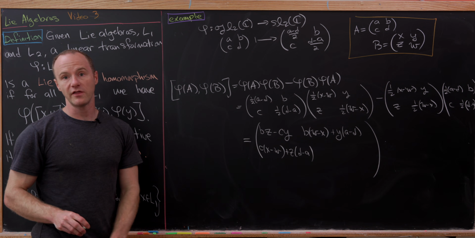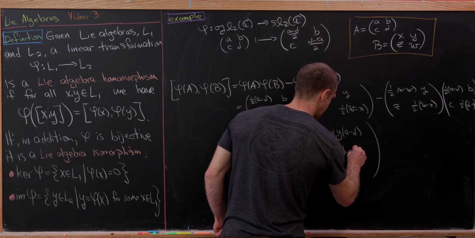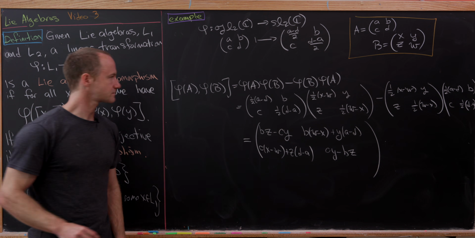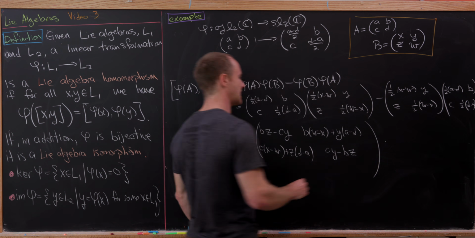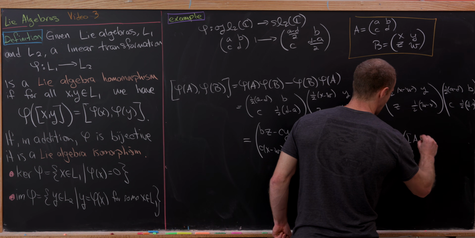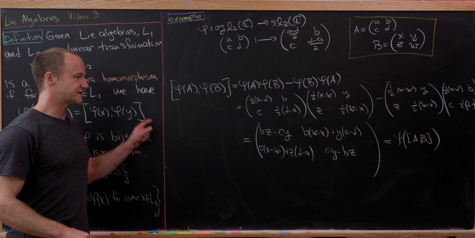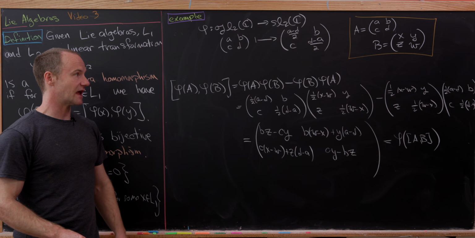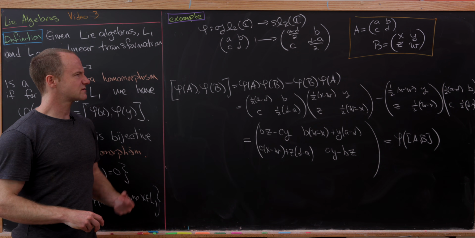And then on the other portion of the diagonal, we'll have CY minus BZ. But now you want to unravel that in the other direction. Again, after doing a bunch of matrix arithmetic, you'll see that that is phi of the bracket of A and B. So this makes it indeed a Lie algebra homomorphism. But now let's look at the kernel.